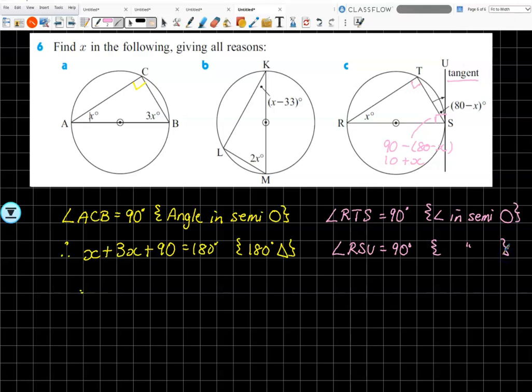Angle in a, it's not angle in a semicircle. Radius tangent, yep. Right, therefore, angle RST equals 90 minus 80 plus x, or put the bracket if you want, so 10 plus x. Why? Right angle, 90 degrees, whatever you want.